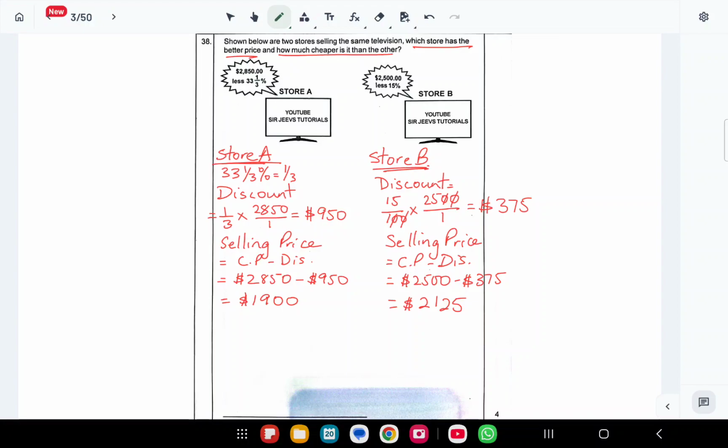So looking at this here, we know that store A is cheaper by. So to find out how much it is cheaper by, you take the $2,125, take away store A's price, which is $1,900. That will leave us with $225. So store A is selling it cheaper by $225.